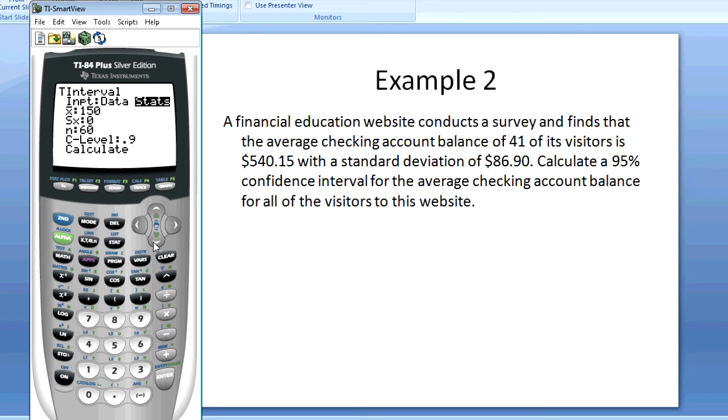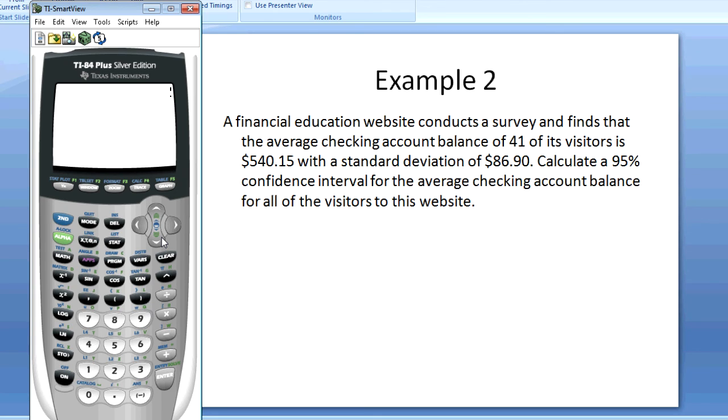Anytime you have a list of data, you should be using a t-interval. And in that case, you just press enter, and notice all it does is ask for the list. Okay, so I highlight stats, press enter. X bar in this case is 540.15. S in this case is 86.9. N is 41, and we have 0.95 as our confidence level.